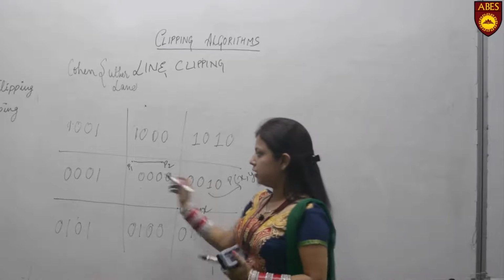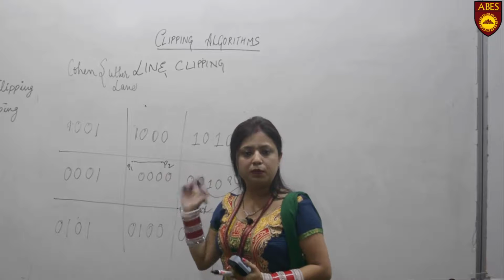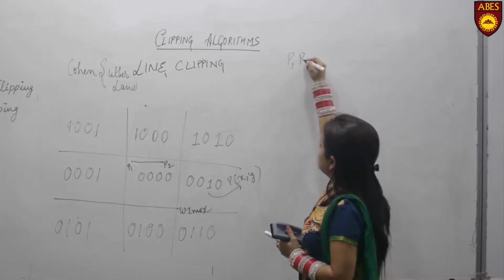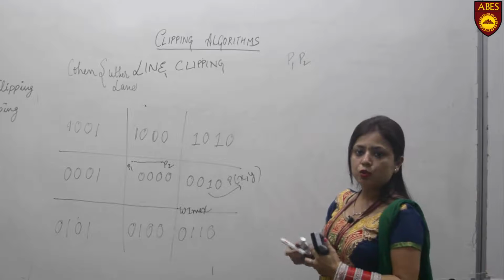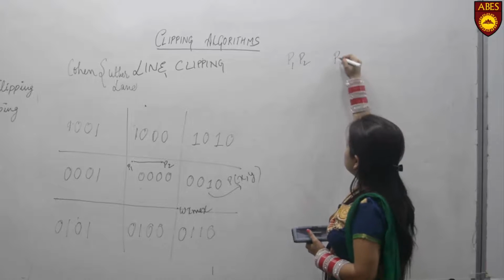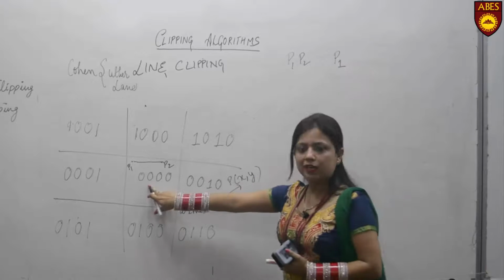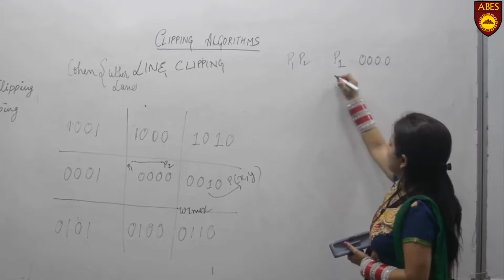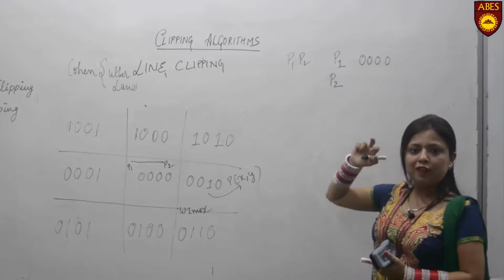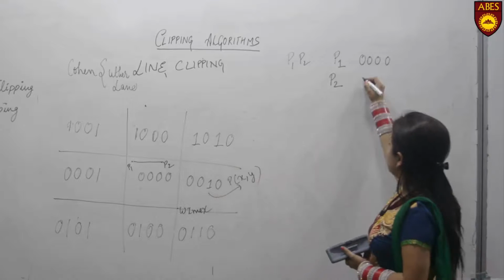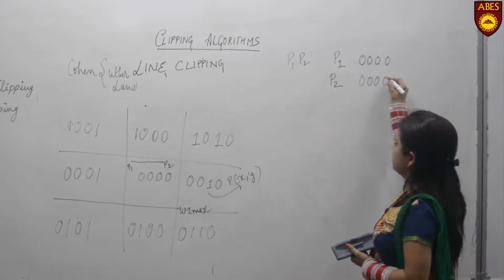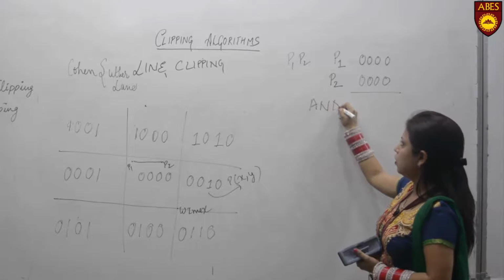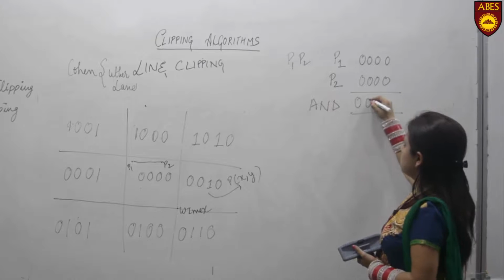Now if you see this line P1 and P2, we know this particular line is completely visible. For the line P1, P2, if I evaluate the region codes, for P1, since it lies within this particular block, the code would be 0, 0, 0, 0. Now if you evaluate the code for P2, it will be again 0, 0, 0 and 0.